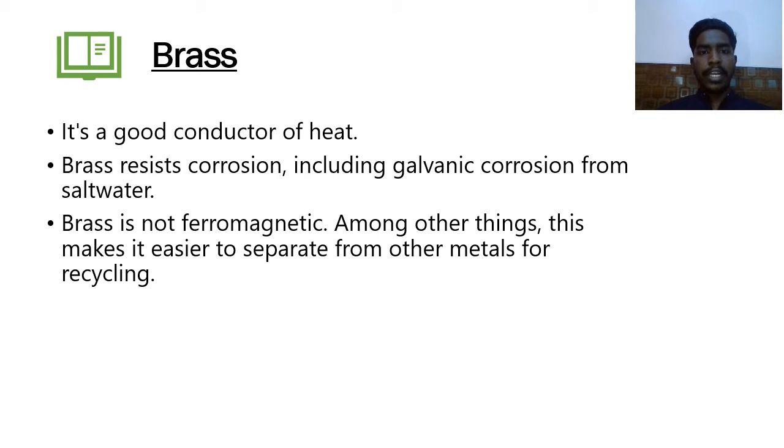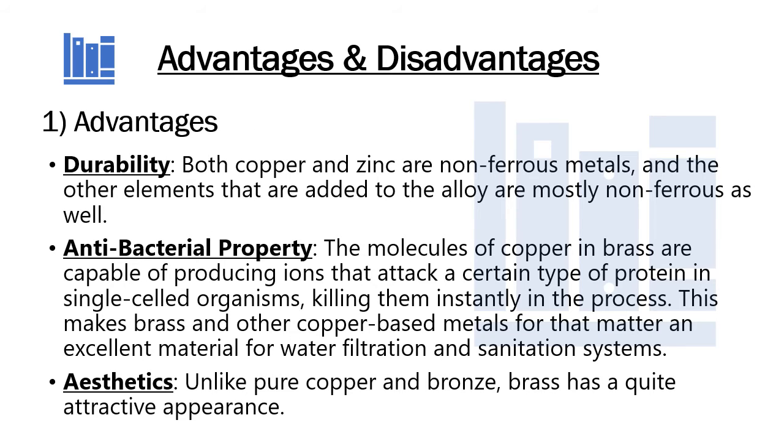Brass is not a ferromagnetic material and it is a good conductor of heat. Brass shows corrosion resistance toward galvanic corrosion from salt water, and it has the antibacterial property. Now we'll see the advantages and disadvantages of the brass. Here are some advantages of the brass: durability, aesthetics, and the antibacterial property.